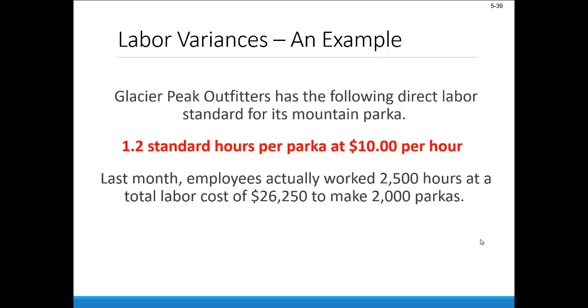So let's continue with this Glacier Peak example. Remember, they were making some mountain parkas here. They've got a standard for labor. It should take 1.2 hours per parka in direct labor, and the labor wage rate is $10 per hour. Last month, employees actually worked 2,500 hours at a total labor cost of $26,250 to make 2,000 parkas or jackets.